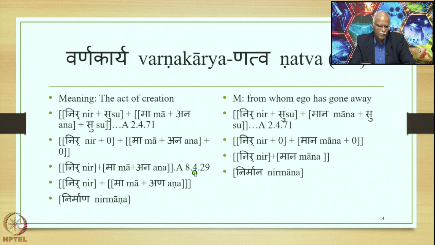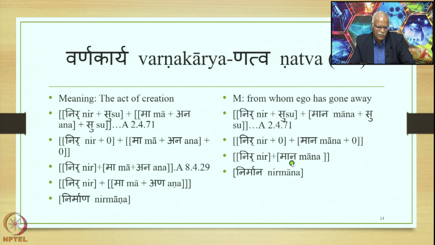And now in this case, 8.4.29 applies, krityachaha, and that substitutes this na by retroflex na. And so we have nir ma ana, and then sandhi happens, and we get the form nirmana, which means the act of creation. And now if we compare this with the right hand side derivation, nirmana is the output, and the meaning is from whom ego has gone away. Now here we have nir plus su, mana plus su, and the samasa saudhnya happens. So we have su as part of the pratipadika. So by supodhatu pratipadika yoho, we delete both the sups. So now we have nir plus zero plus mana plus zero. And so we have nirmana. And finally we get the output nirmana.